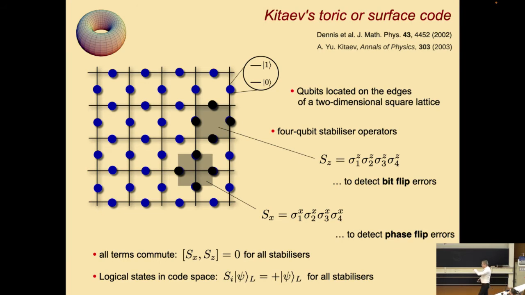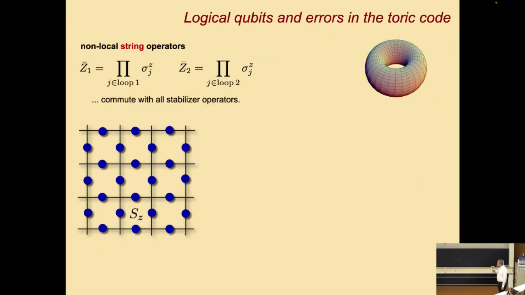The idea is, like for the 3-qubit code, that we want to store a logical relation in the joint +1 eigenspace of all these X and Z type stabilizers on the lattice. That is, again, the code space where our logical states live. Now, how can we then define logical qubits in this code space?